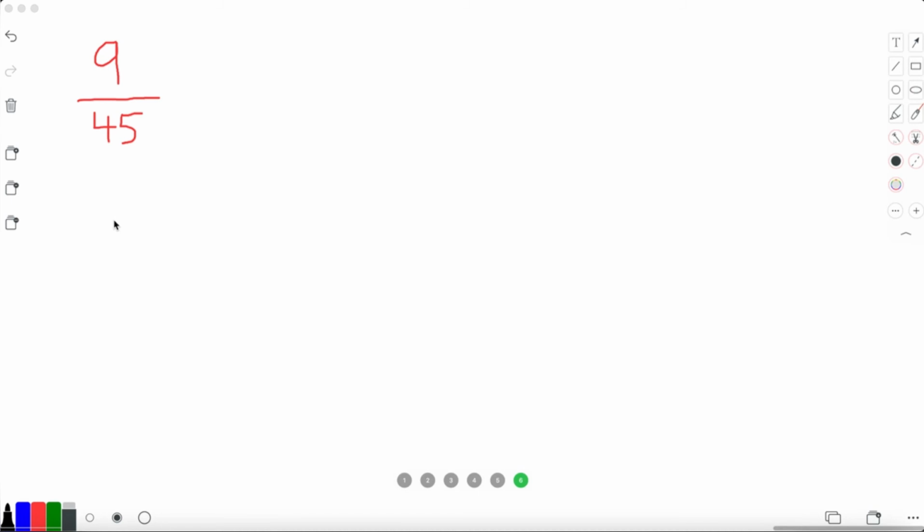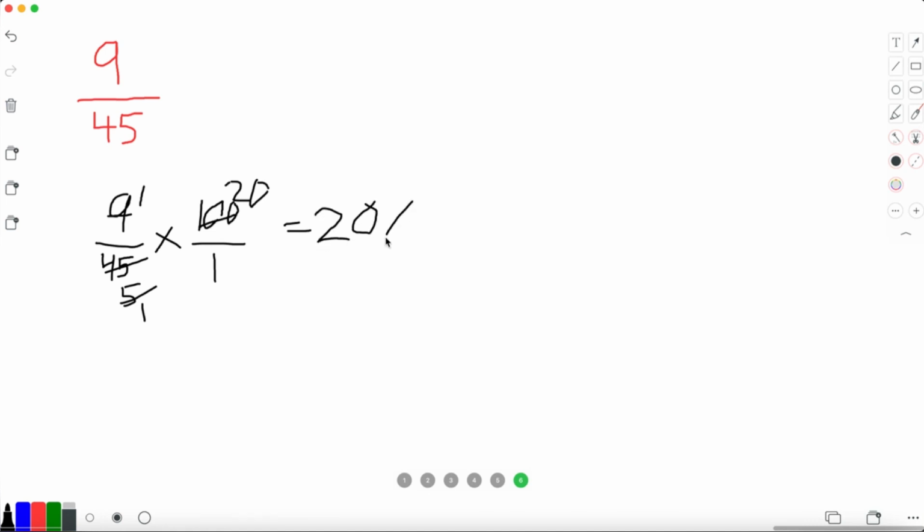This is our final equation that we're going to learn today, which is 9 over 45. So to solve this, you have to do 9 over 45 times 100 over 1. So to find the answer, first of all, we have to simplify it. So 9 goes into 45 5 times. And 5 goes into 100 20 times. So the answer is 20%.